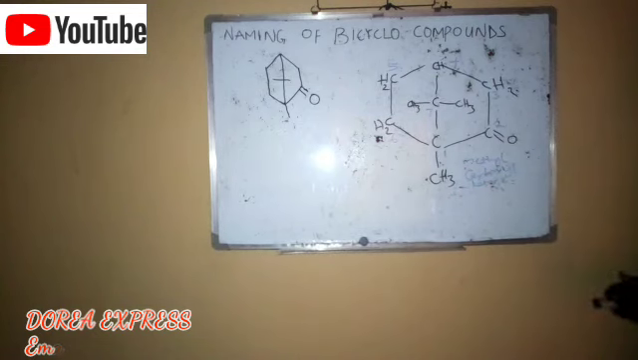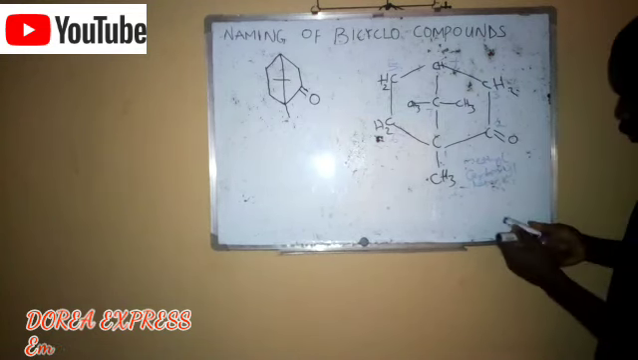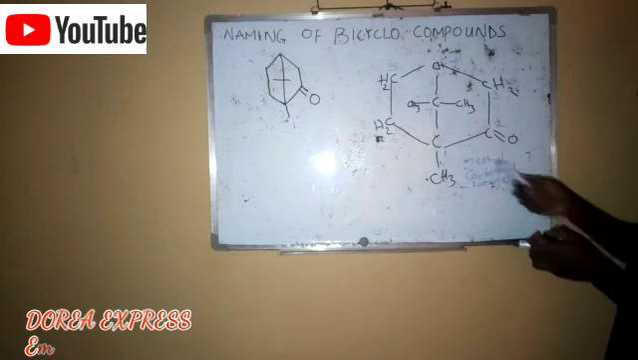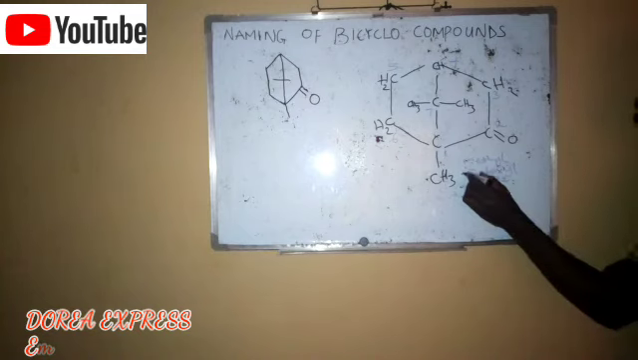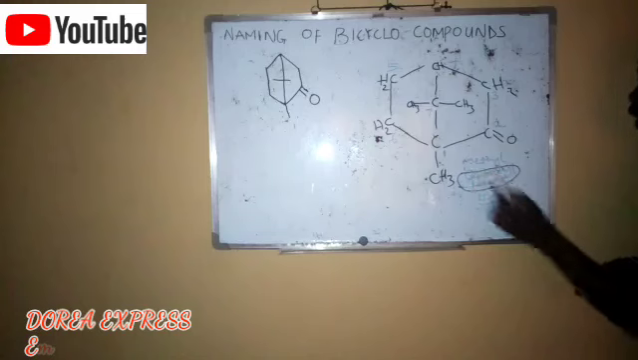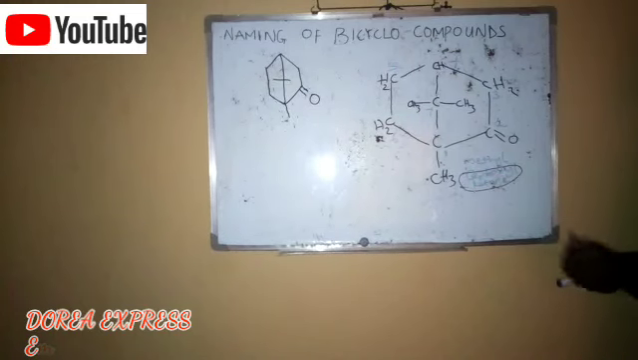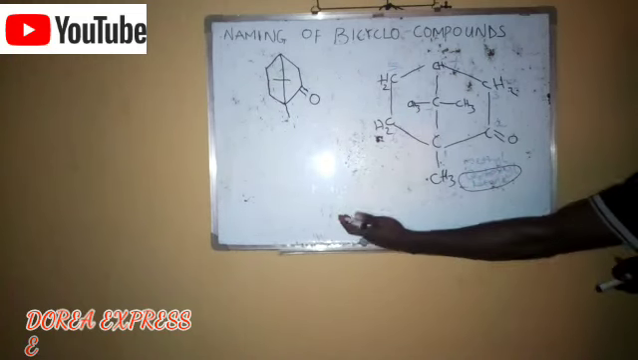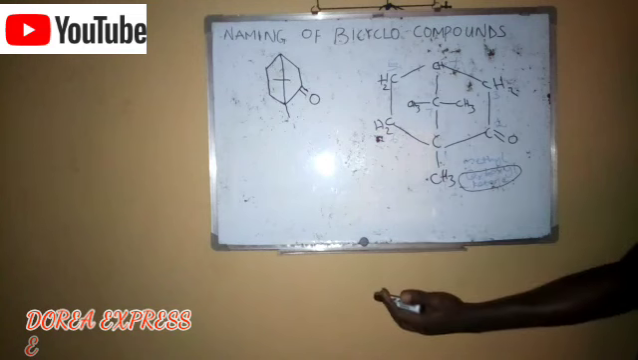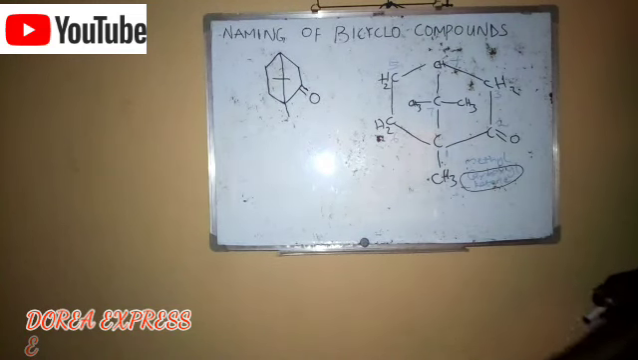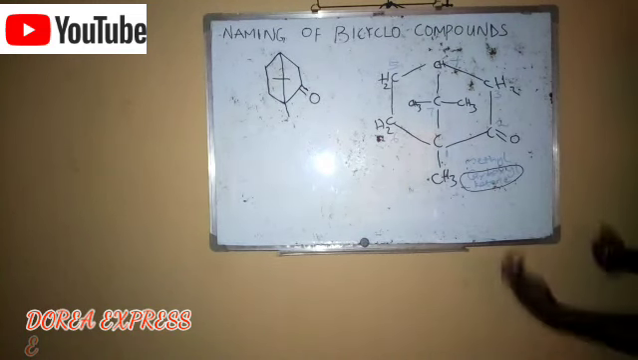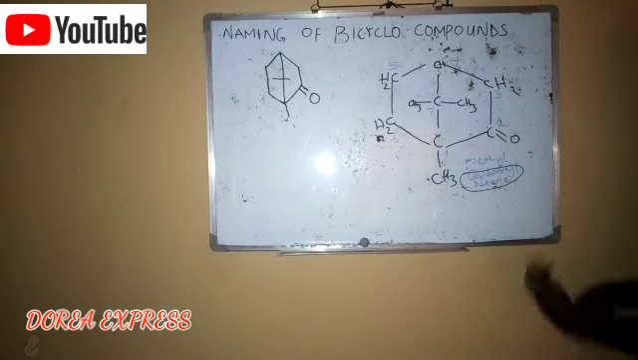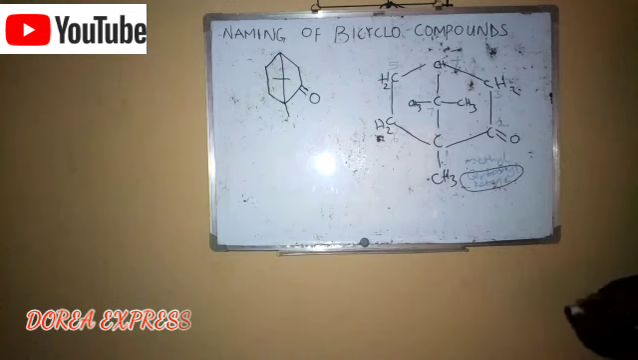So let's name this compound. We start with the methyl group. This carboxyl group will come at the end of the compound name. It will not come at the beginning, it's not like the halogen group that comes at the beginning. It's not a methyl group, so it will come at the ending. It will come with the parent name. So let's start with the methyl group.